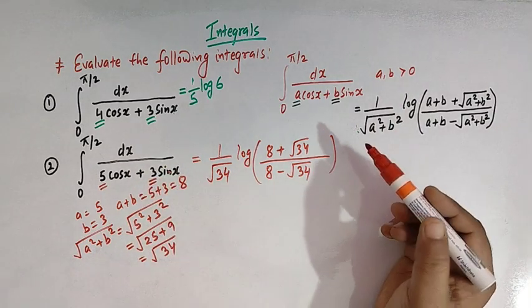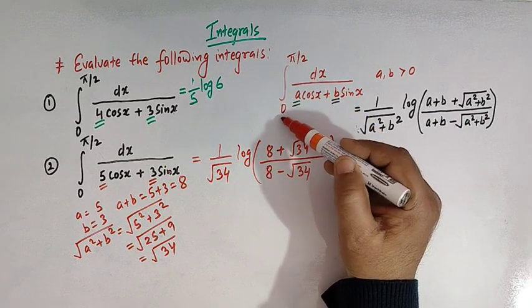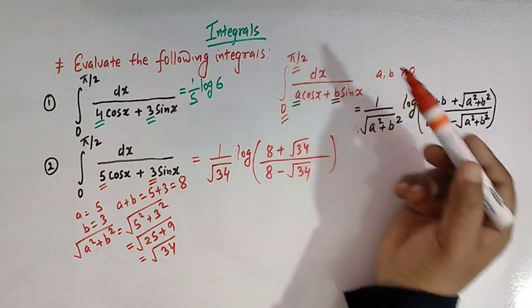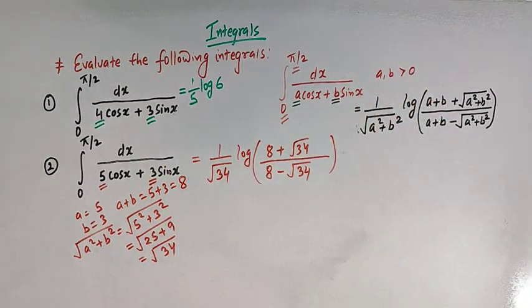And always remember that the limits should be 0 to pi by 2, the lower limit is 0 and the upper limit is pi by 2, provided a and b are greater than 0.